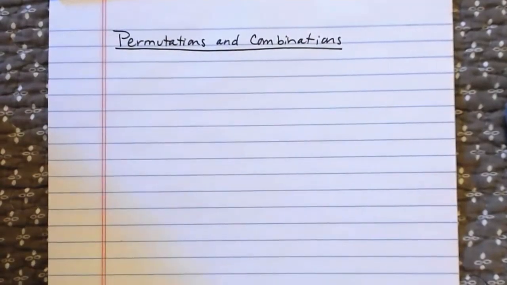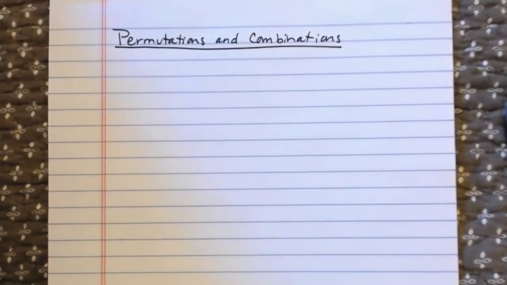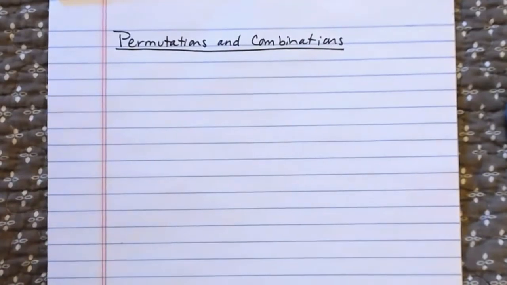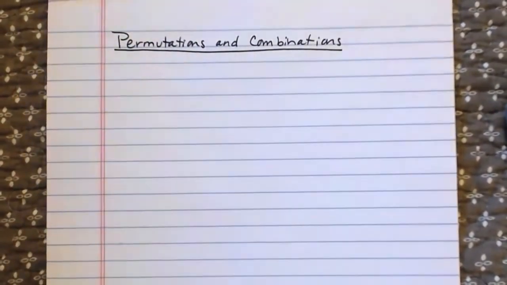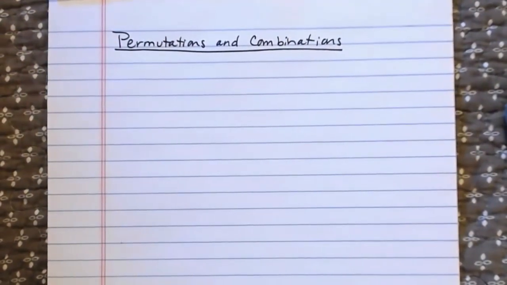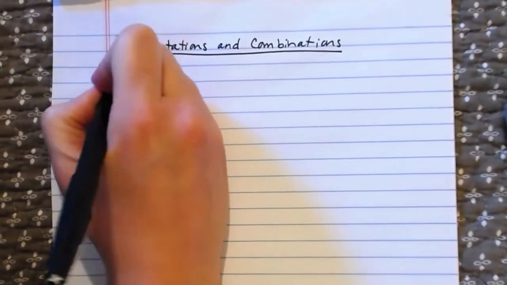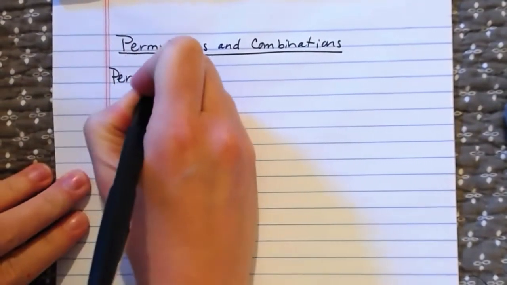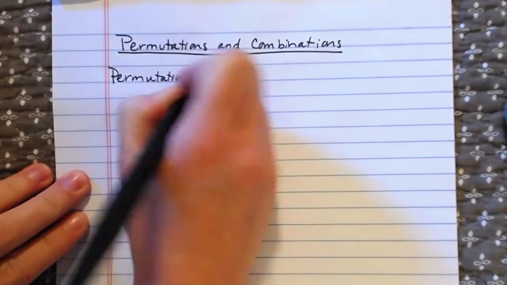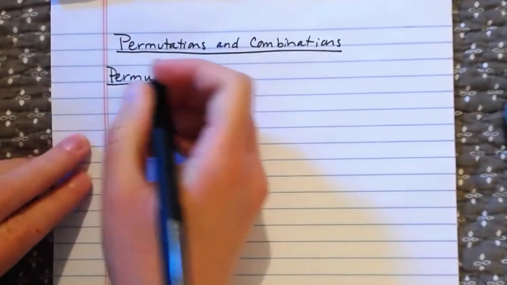And permutations and combinations are both good ways to do that. And you use them in very different scenarios. So we want to take a look at when do we use which one and how do we do that. Let's start with permutations. When do we use permutations?